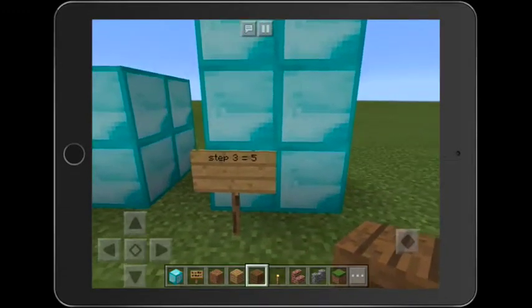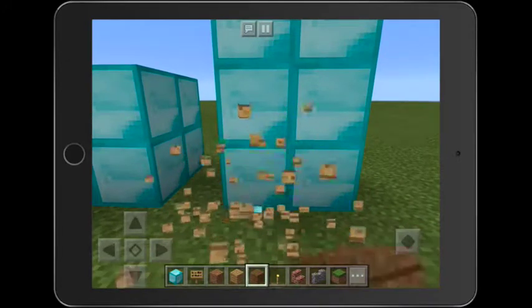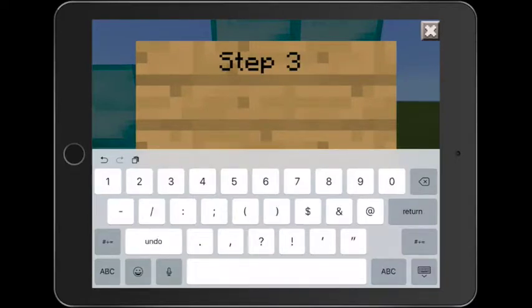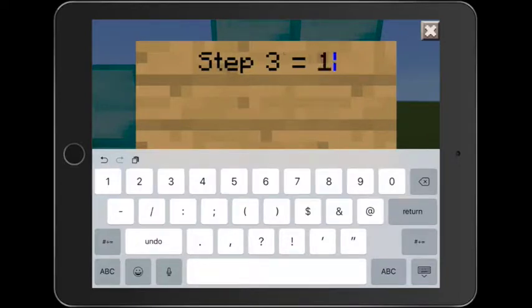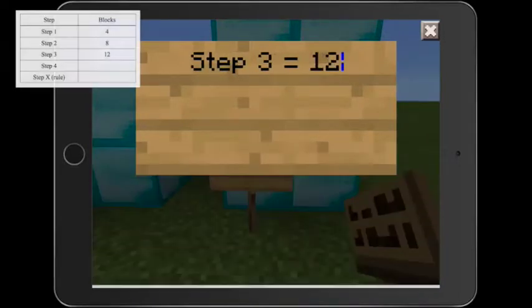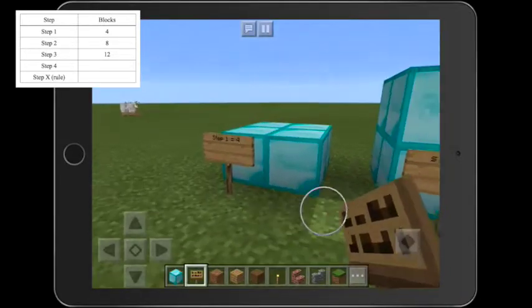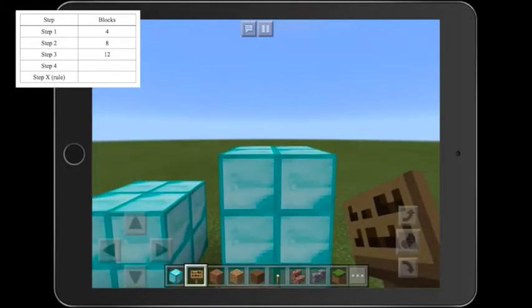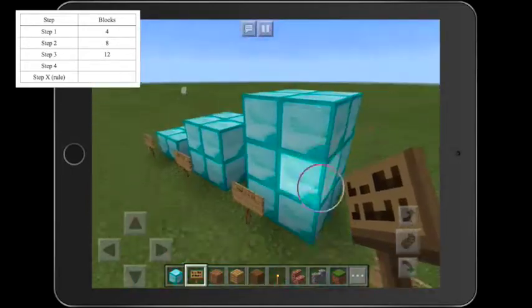If you look at the next one, step 3, I have no idea why that says 5. Let's fix that. Step 3 is not 5 blocks. Step 3 is, in fact, 12 blocks because each time I go up, it will go up by 4. So the first step is 4, then 8, then 12. We should be able from this to predict how many it's going to take to go to the next one.